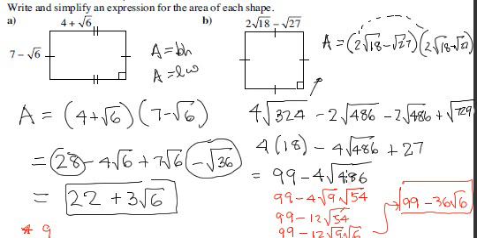Multiplying it out only took a couple of lines, but then cleaning up the answer took 4 more lines. That's pretty typical for questions like this.